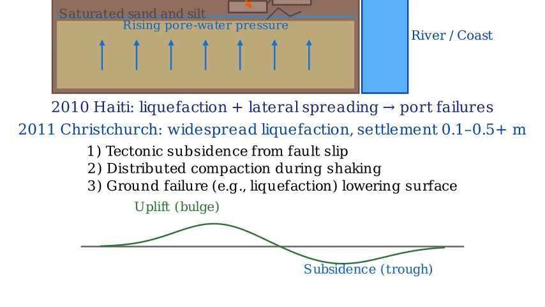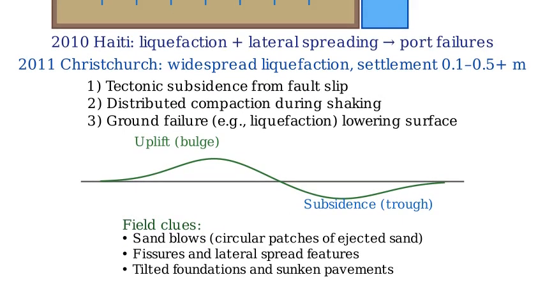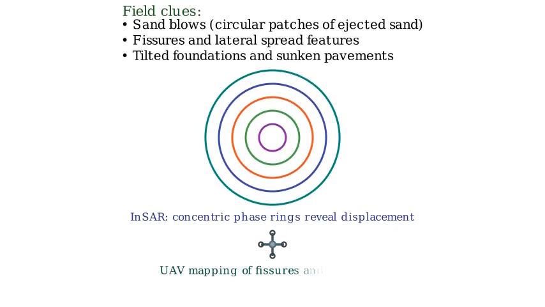How do we recognize these effects? In the field, we map sand blows, fissures, and tilted objects. From satellites, radar interferometry can detect broad patterns of subsidence or uplift, and drones can map cracks and sand vents in detail across floodplains. Geotechnical tests help evaluate liquefaction potential.